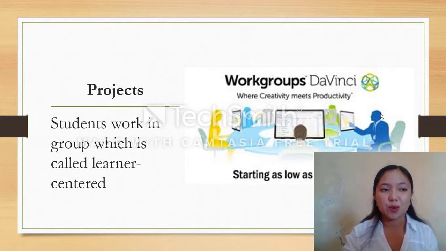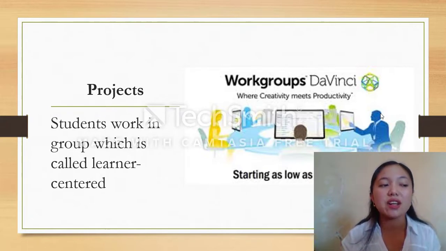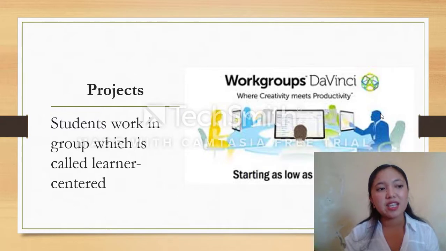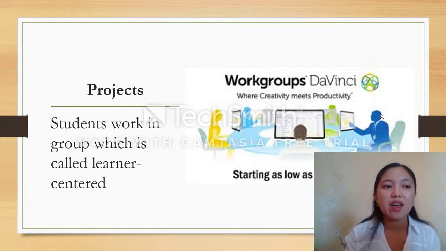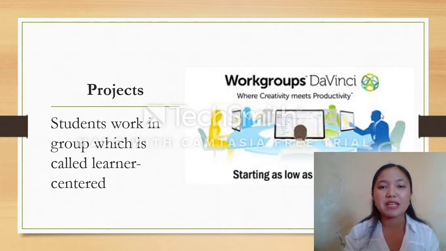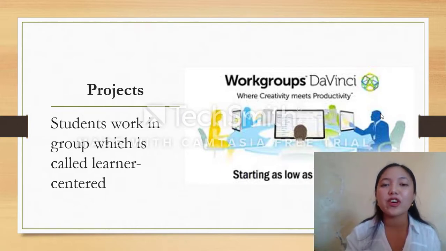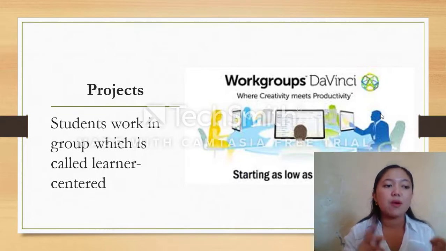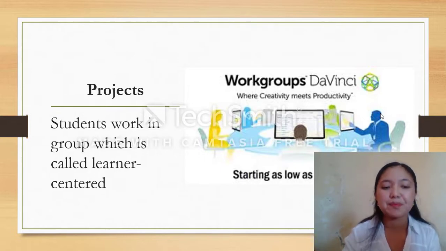And the next activity is project. Students work in groups, which is called learner-centered. If the learners get a project, it means that learners actively participate in the learning process. The tools that can be used for this activity are work groups, wikis, blogs, or discussion forums.